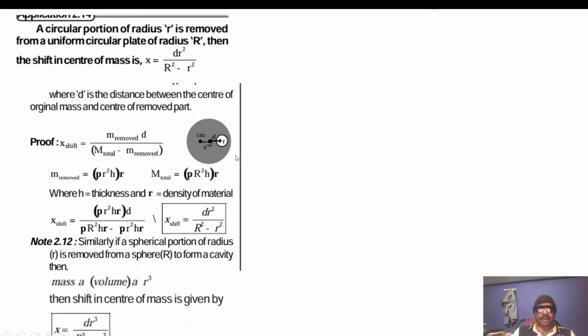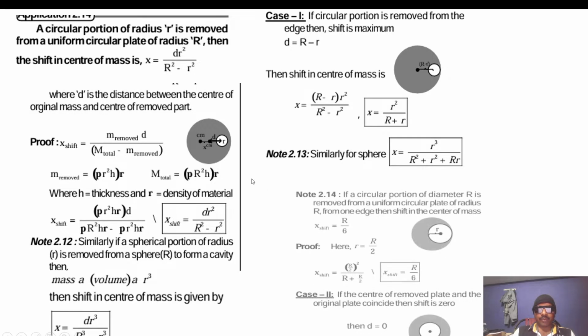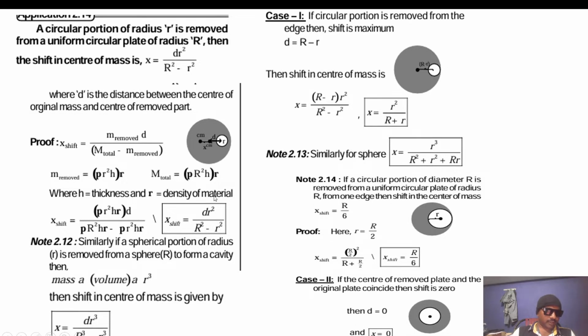Tomorrow one question from this, surely they will ask. Okay? So watch carefully, all the things we have to watch carefully. I expected they will ask one question from this, either a direct question or numerical questions. So this is the first case, second case, these are the remaining cases. From that, note 2.14 is very very important.